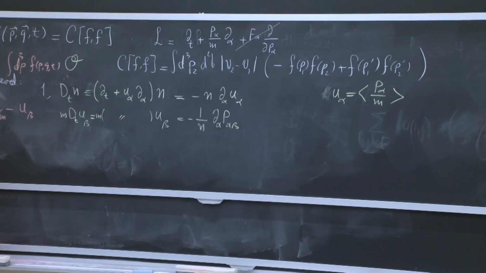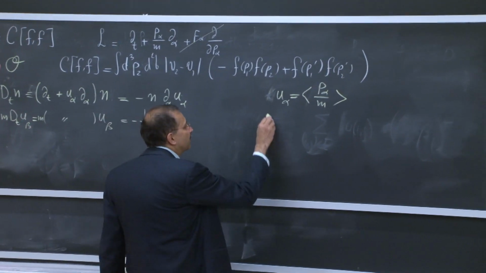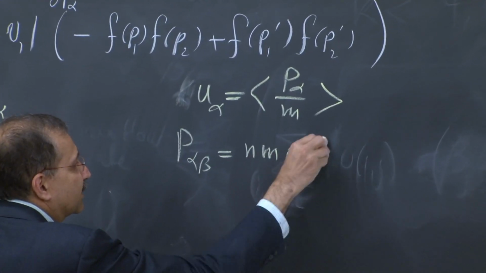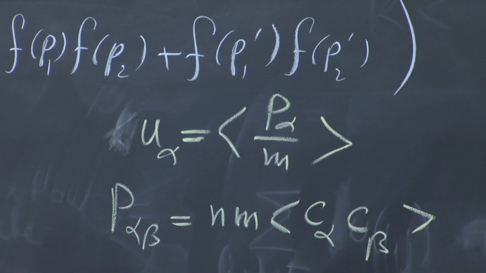And we needed to define a pressure tensor, P alpha beta, which was n m expectation value of C alpha C beta.